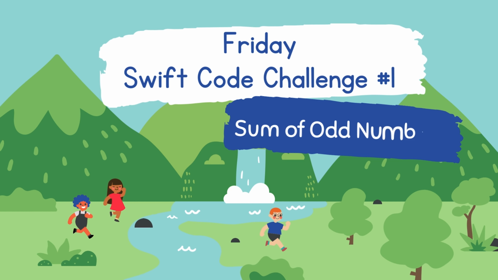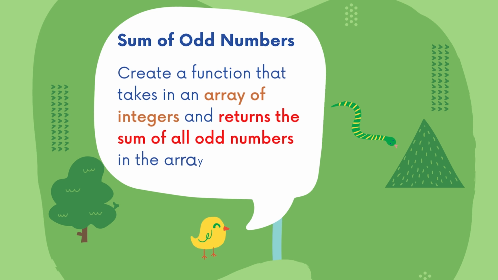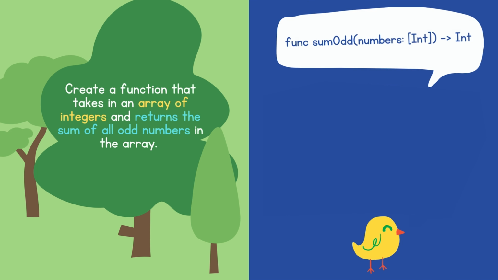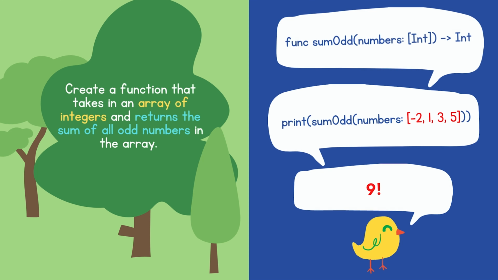This week's challenge is a bit of an odd one, but in a good way. It's called the Sum of Odd Numbers Challenge, and it goes like this. Create a function that takes in an array of integers and returns the sum of all odd numbers in the array. For example, if your input array is -2, 1, 3, 5, your function should return 9 since the odd numbers are 1, 3, and 5. And 1 plus 3 plus 5 is, well, 9.